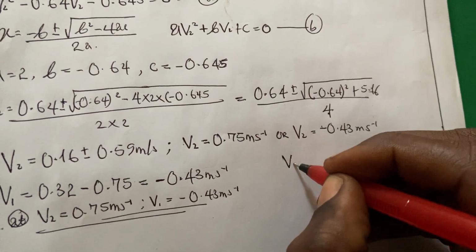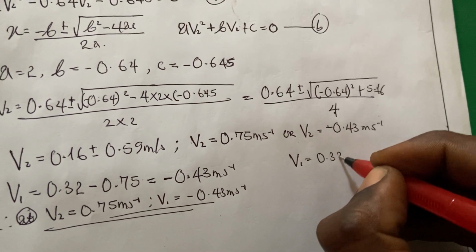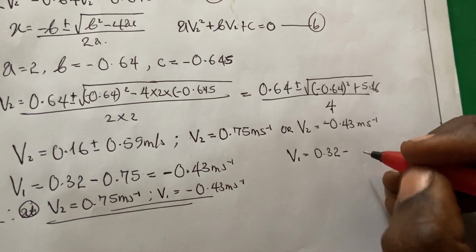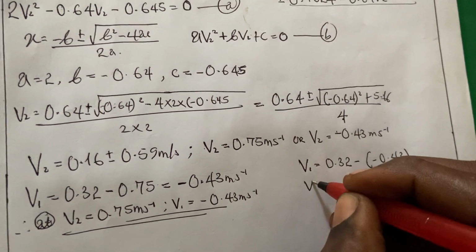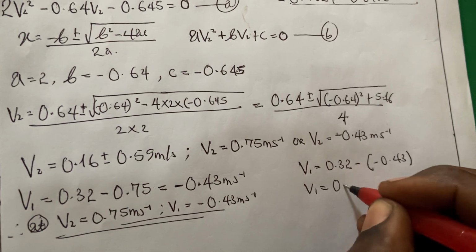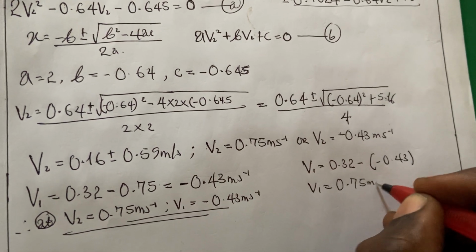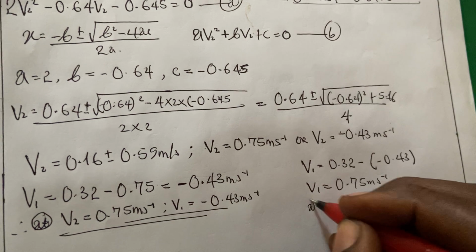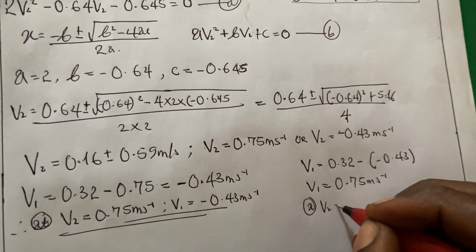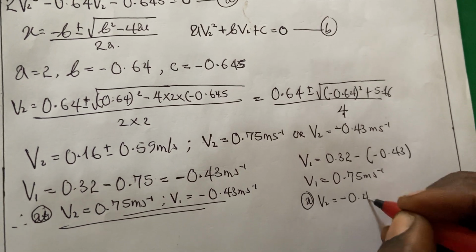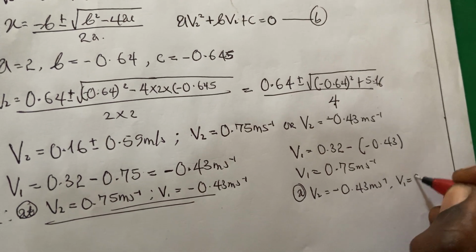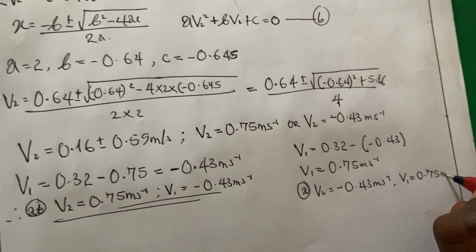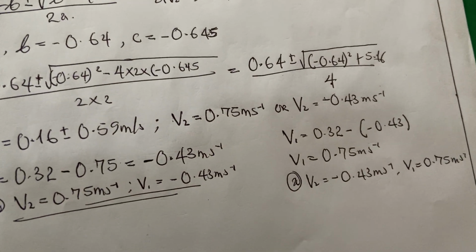Let's go to the other. v1 equals 0.32 minus minus 0.43. So v1 equals 0.75 meter per second. So at v2 equals minus 0.43 meter per second, v1 is equal to 0.75 meter per second.